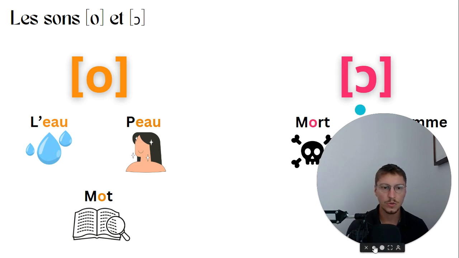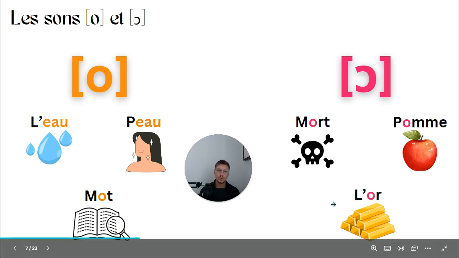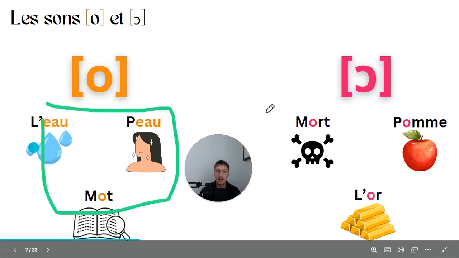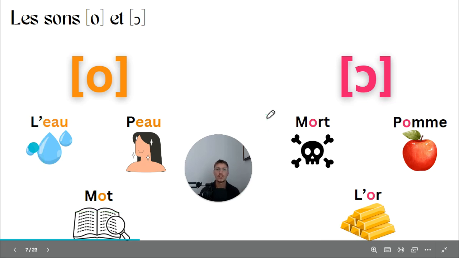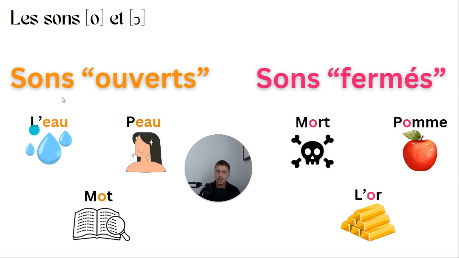Okay? Donc, ici on a les sons l'eau, pot, mot, et ici les sons mort, pomme, l'or. So, do you notice a difference between all the examples that are here and all the examples that are here? So if you've seen the previous chapter about the sound E and E, you probably know what's coming. I will go a bit faster this time. Basically, what we have here on the left is what we call des sons ouverts, so like open sounds, and here des sons fermés, so closed sounds.